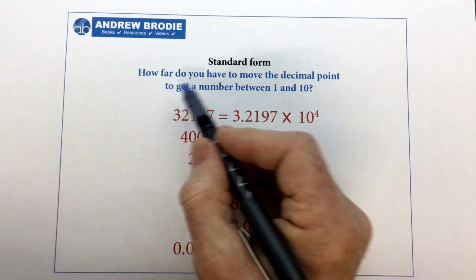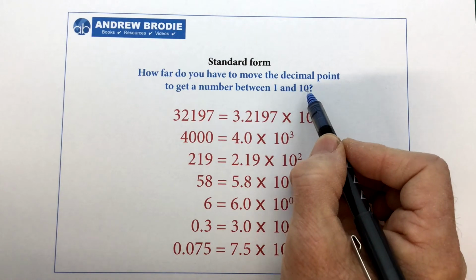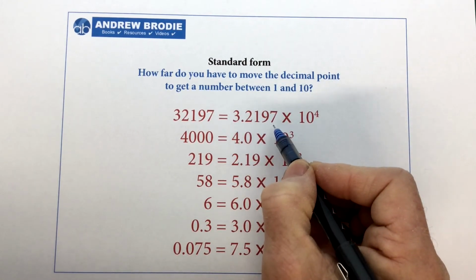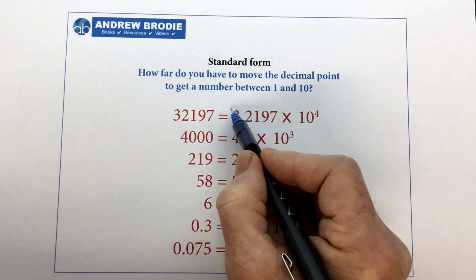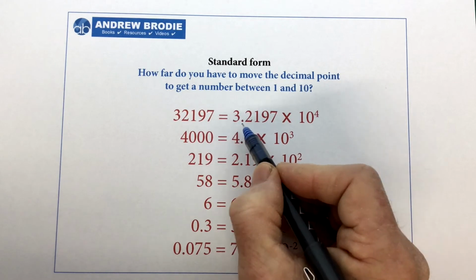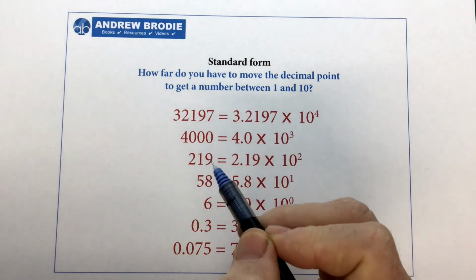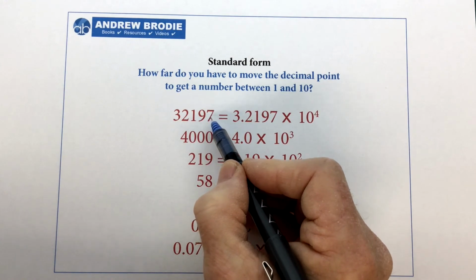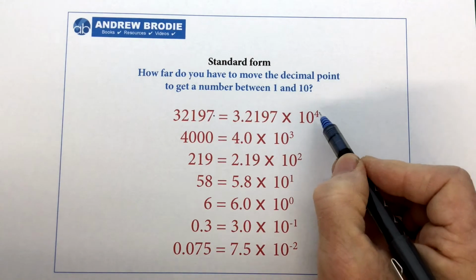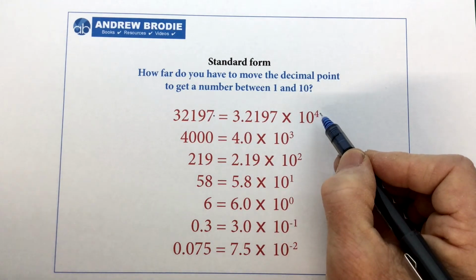Standard form. How far do you have to move the decimal point to get a number between 1 and 10? So if we look at that number there, 3.2197, it is between 1 and 10 because its lead digit is 3, which is in the units column. There's the units, decimal point, tenths, hundredths, thousandths, 10 thousandths. 32,197 would have a decimal point there, so we've moved it 4 places. So 3.2197 times 10 to the power 4.